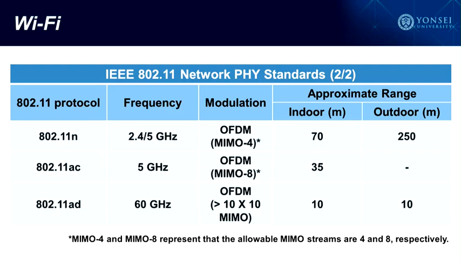Now, 802.11n and 11ac use MIMO technology, and as you can see, the asterisks on the modulation part, we have MIMO 4 and MIMO 8. What this means is that this represents the allowable MIMO streams for each technology. A MIMO 4 and a MIMO 8 would typically use multiple antennas at the transmitter and receiver side to increase the data communication throughput. And that's what these devices are doing.